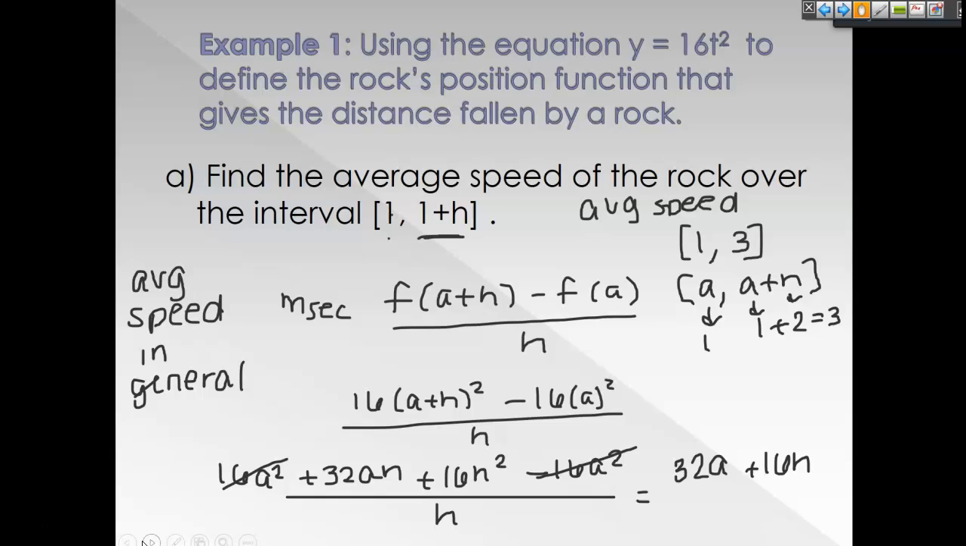Yeah. So then it would be 32 plus 16 times 2, which is 64. So the average speed from 1 to 3 seconds is 64. Not if you're doing average, correct.